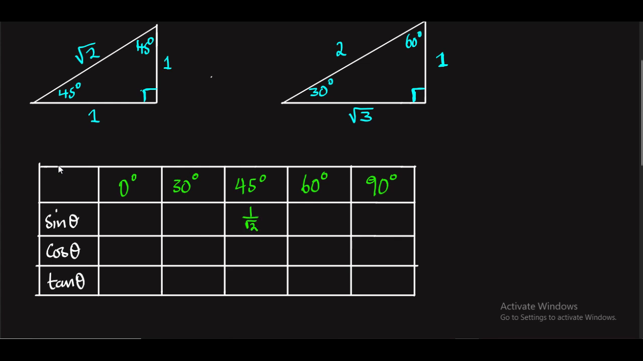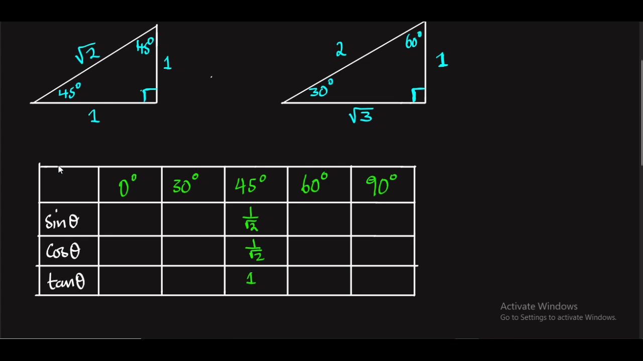Then what about cos of 45? The cos of 45 would be adjacent over hypotenuse. Still the answer would be 1 over root 2. What about tan 45? Tan 45 is opposite over adjacent, so it's 1 divided by 1, which is 1.